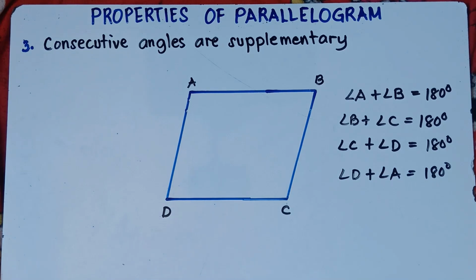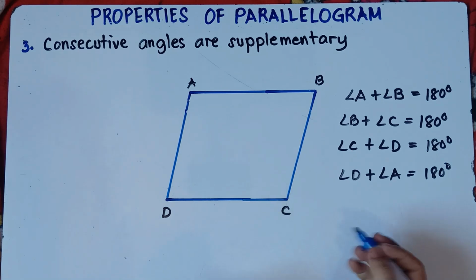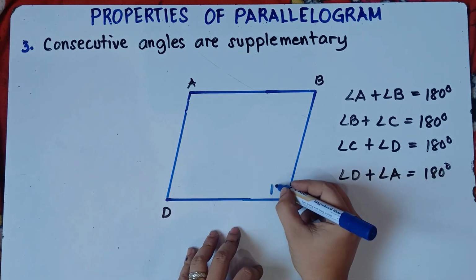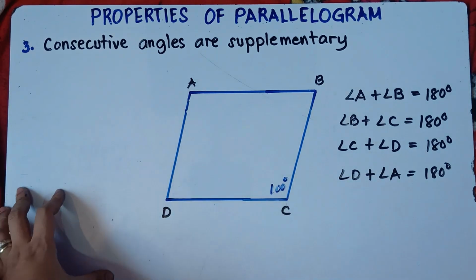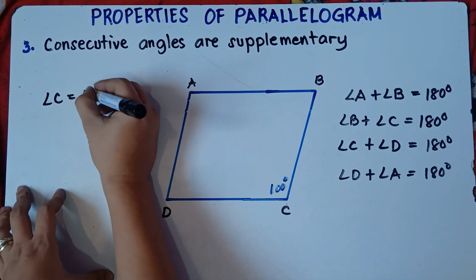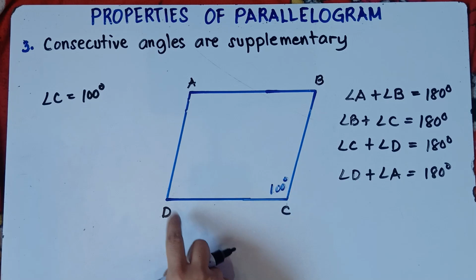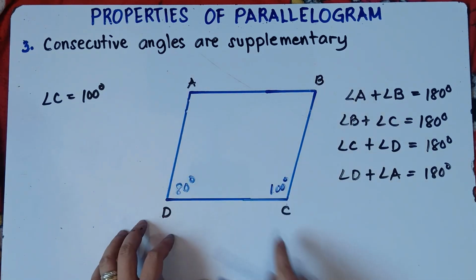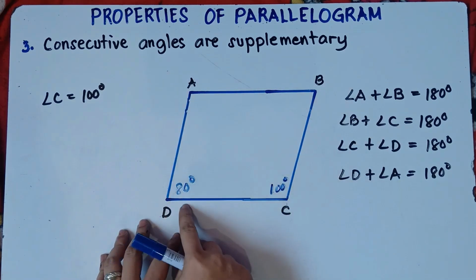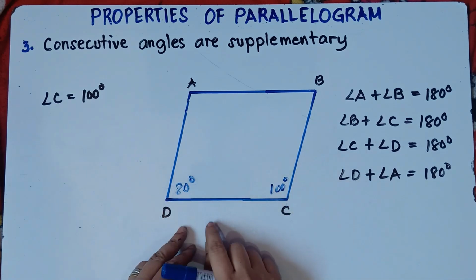So let's give an example, class. What if angle C is equal to 100 degrees? Alright, so angle C is 100 degrees. What would be the measure, class, of angle D? That's correct. Angle D should be 80 degrees. Why is that, sir? Angle D should be 80 degrees because consecutive angles are supplementary. So 100 plus 80, that would be 180 degrees.